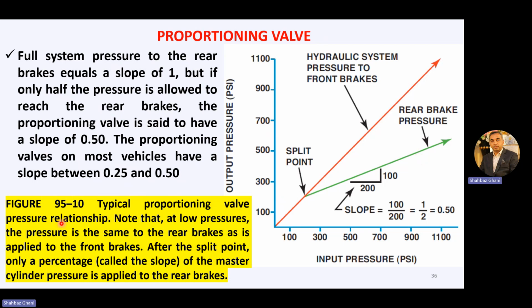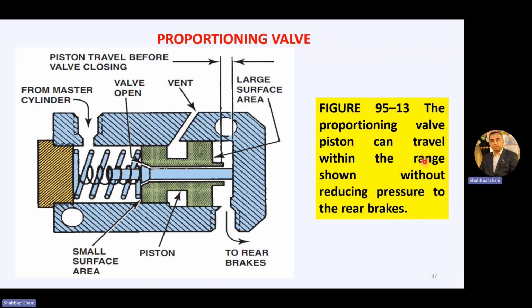Typical proportioning valve pressure relationship. Note that at low pressure, the pressure to the rear brake is the same as that applied to the front brake. So at low pressure, at 200 psi, the front and rear brake pressure is the same. After the split point, after this 200 psi, it splits. Only a percentage, called the slope, of the master cylinder pressure is applied to the rear brake. So whatever the proportioning valve you are using, that proportion of pressure is applied to the rear brakes. Now let's see.